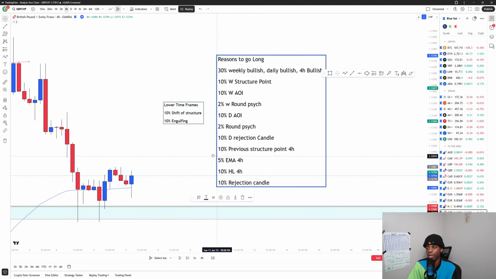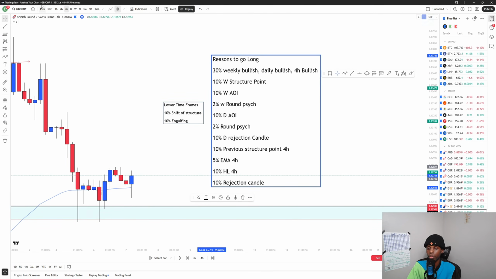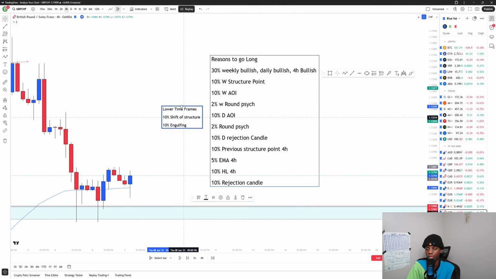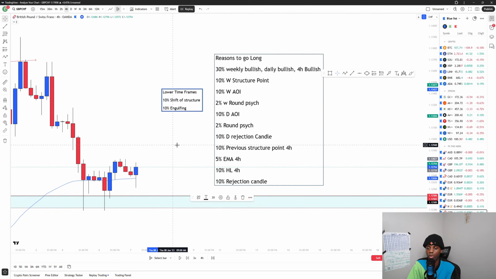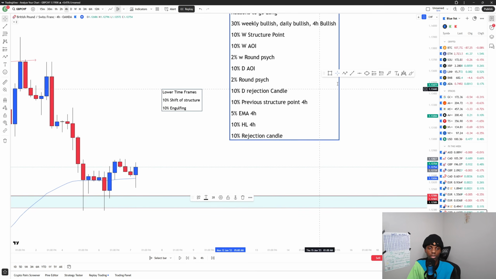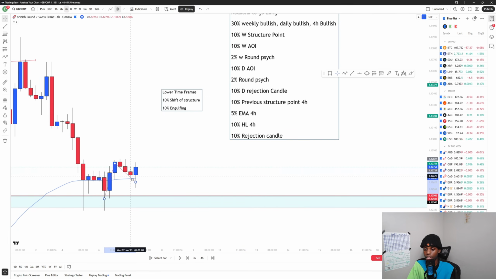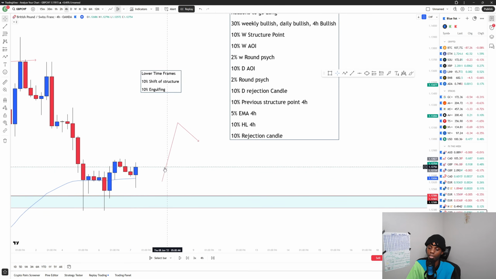By lower time frames, I mean from the 2 hour to the 15 minute. What are we going to be looking for on the lower time frames? A shift of structure and an engulfing. First, let's start with the shift of structure. In this move the 4 hour made, there is market structure. Where do we see that? On the lower time frames.